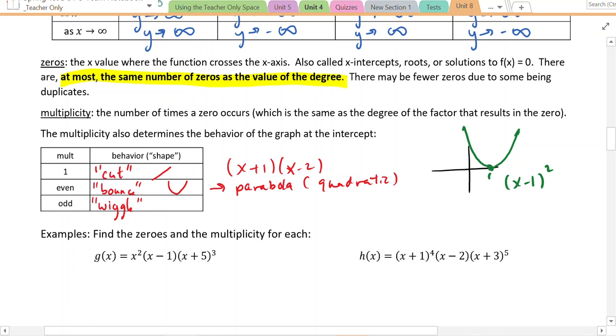A wiggle is like a cubic. It goes up, and it just doesn't cross it. It's not just straight across. It kind of wiggles across it. So that's the place where the 0 is. It's like a cubic. And it wiggles across it.